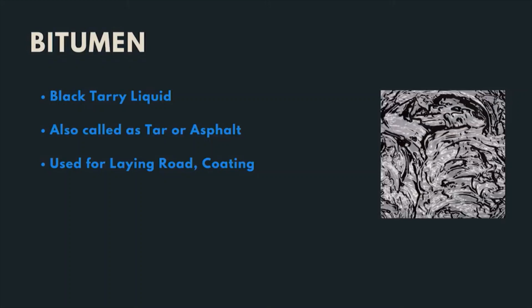The next product from the refinery would be bitumen. Bitumen is also known as tar or asphalt. In some countries, it is known as asphalt, but common people call this product tar. Tar is effectively used for laying roads, or it is also used as a coating material. Where all is it being used as a coating material?